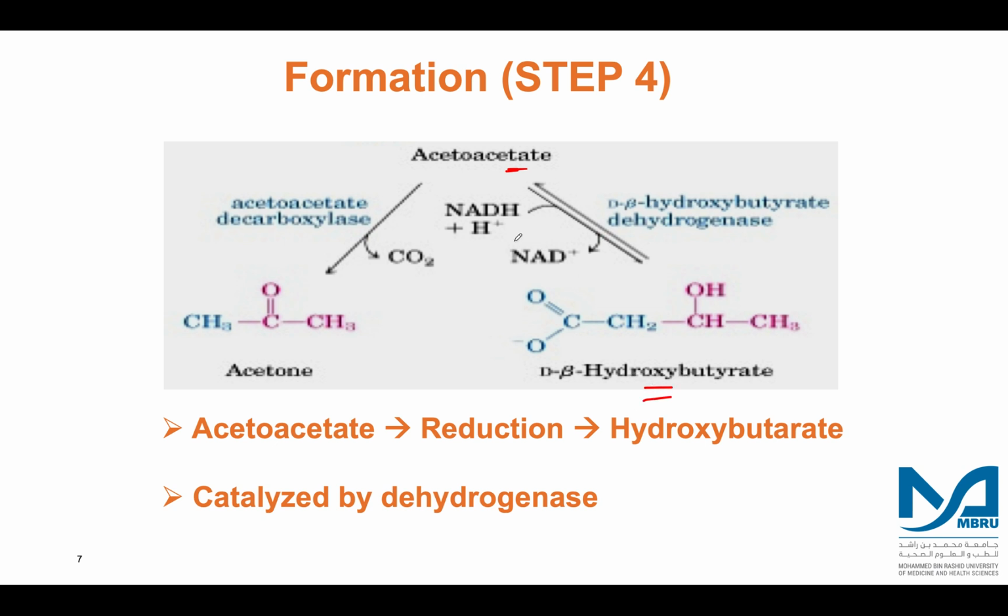The proton that is required for this reduction comes from NADH. So NADH plus H plus will be converted to NAD plus. And the conversion of acetoacetate to beta hydroxybutyrate is catalyzed by the oxidoreductase hydroxybutyrate dehydrogenase. And this leads to the formation of the second ketone body, beta hydroxybutyrate. So we had the first ketone body, acetoacetate, and after this reduction reaction we have the second ketone body, which is beta hydroxybutyrate.